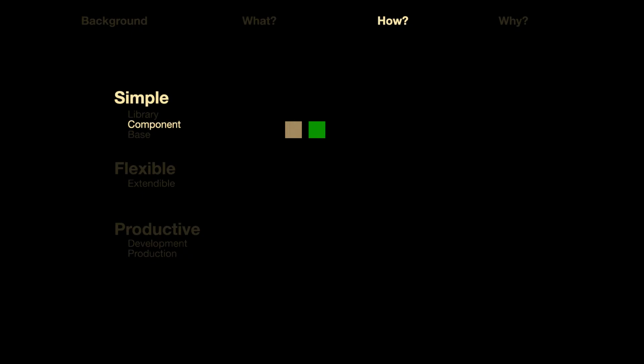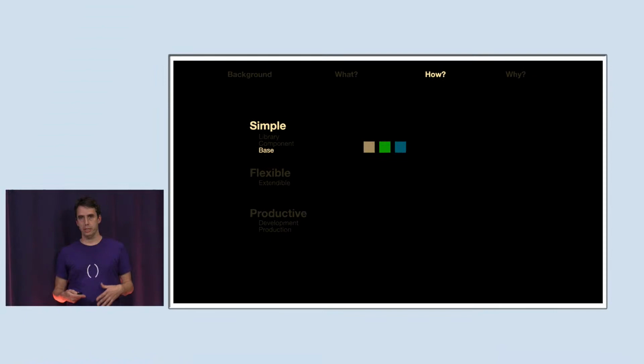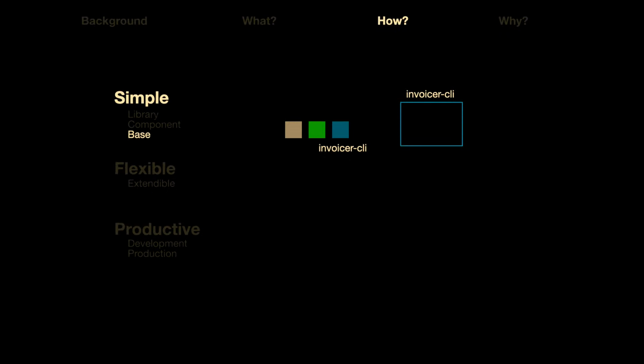We have one more building block, and that's a base. So what is a base? A base is very similar to a component. It's just a piece, a block of code, you could say. It has a name, a good name, hopefully. And it lives in a directory with the same name as the base. And it has three directories: source, test, and resources. And it lives in a namespace with the same name as the base.